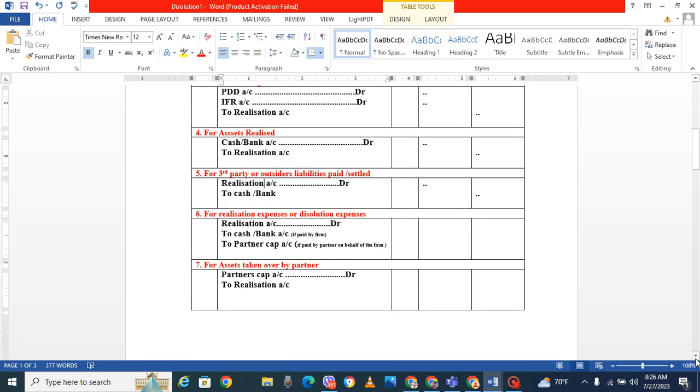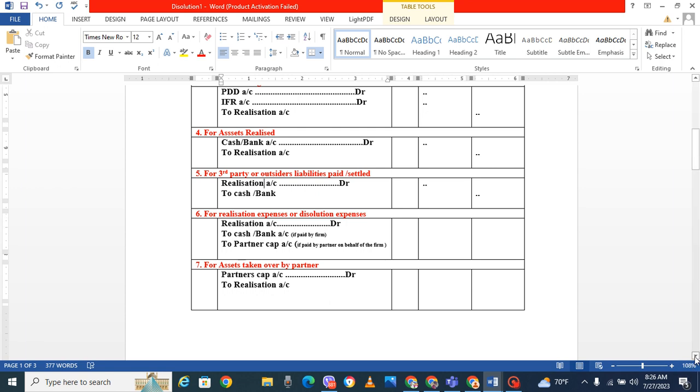For assets realized, assets realized means we sold the assets by receiving cash or check. In such a case, we have to debit cash or bank account and credit realization account. Even if the question has said nothing about outsiders' liability, they are compulsorily to be paid or settled. So for settlement of outsiders' liability or payment of third-party liability, we have to debit realization and credit bank. Suppose we paid creditors of 5,000, then we have to debit realization account and credit cash or bank by 5,000 rupees.